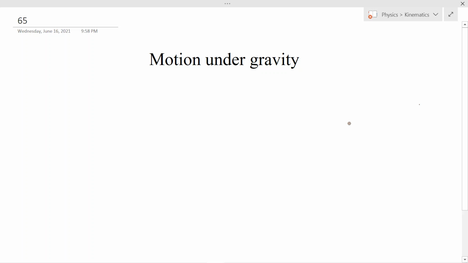In this session, we will talk about motion under gravity. Now, from our daily experiences, we can say that if we leave some body mid-air, then it will eventually come down towards the ground. So we say the body has fallen. So let's say we drop it from some height h.